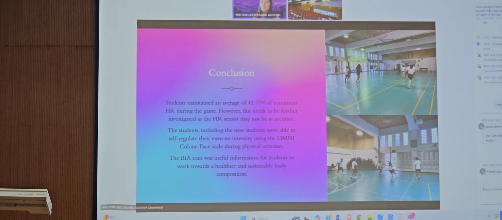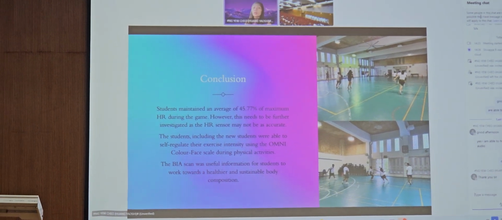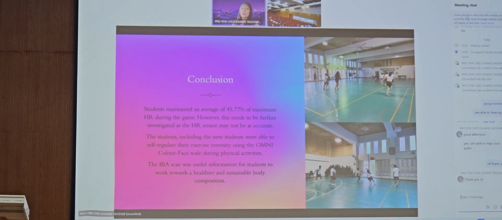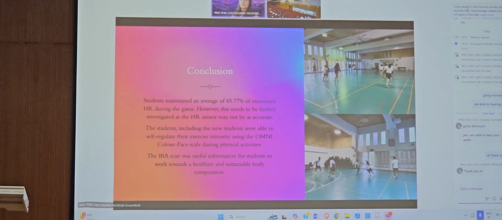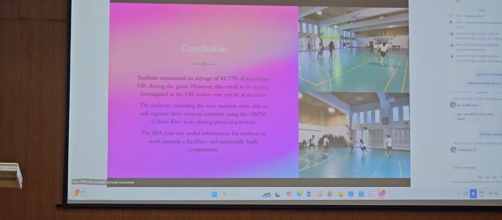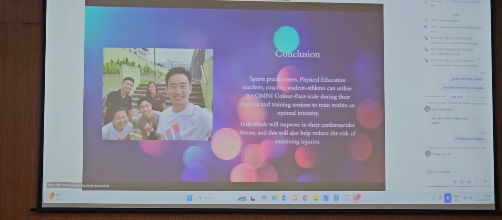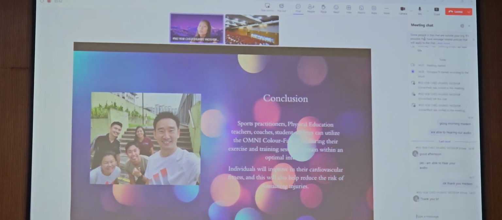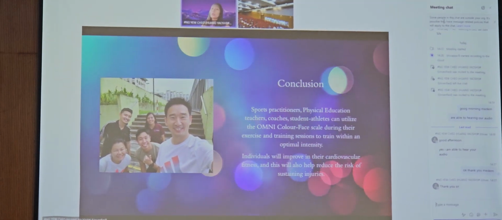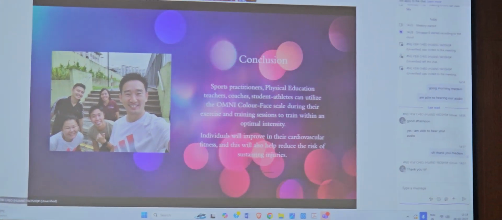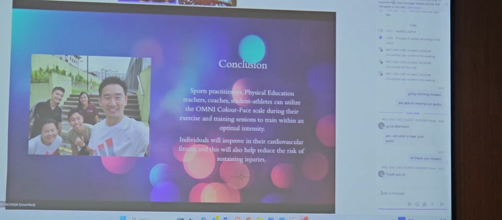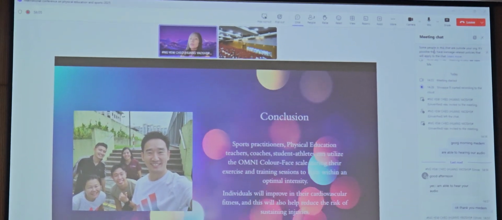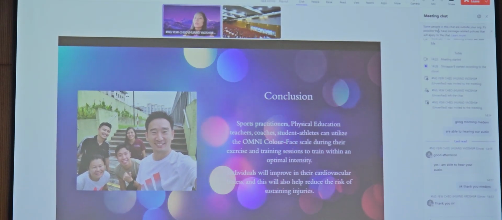So the students, including the new students, were able to self-regulate their exercise intensity using the Omni Color Face Scale during physical activities. The BIA scan that the students did was useful information for them to work towards a healthier and sustainable body composition. Sports practitioners, physical education teachers, coaches, and student athletes can utilize this Omni Color Face Scale during their exercise and training sessions to train within an optimal intensity. So individuals can still improve in their cardiovascular fitness, and at the same time this can help to reduce the risk of sustaining injuries.